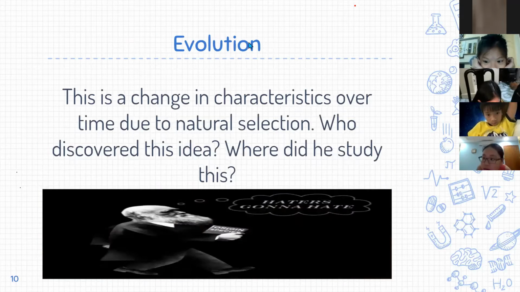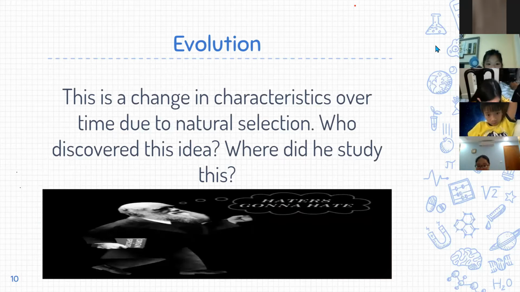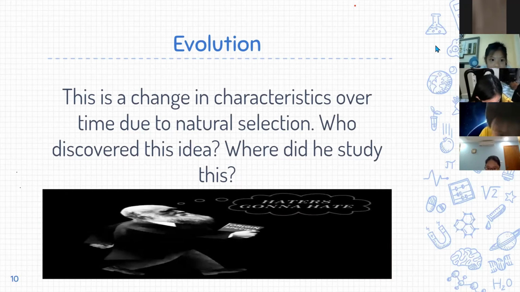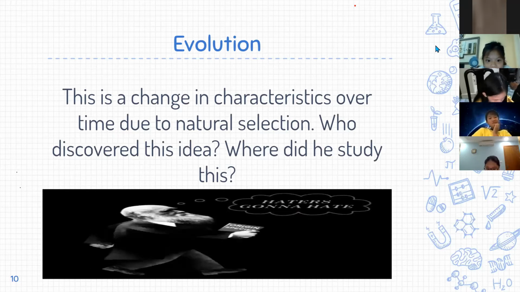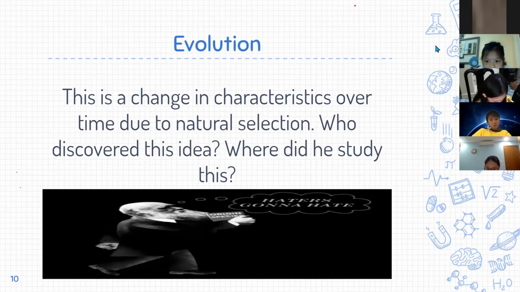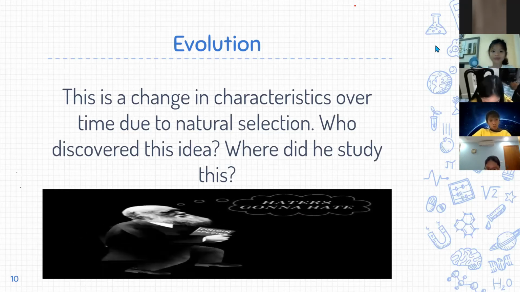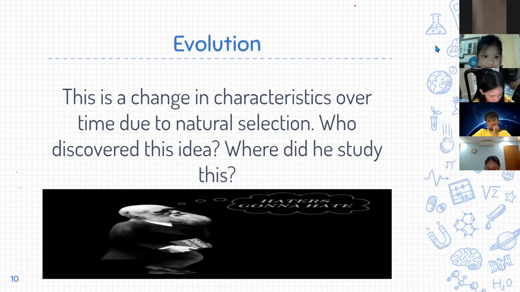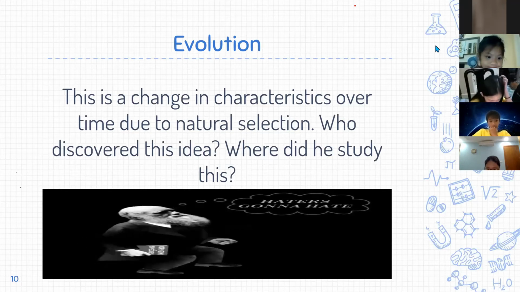Okay. So evolution. This is a change in characteristics over time due to natural selection. What are characteristics? What does that mean, Winter? What's a characteristic? A characteristic is what animals have, right? It's kind of like a physical adaptation. So a characteristic of my face would be a nose, a mouth, 2 eyes, 2 eyebrows, 2 ears, hair, a chin, 2 shoulders, a neck. These are my characteristics, right? These are things that a human has.